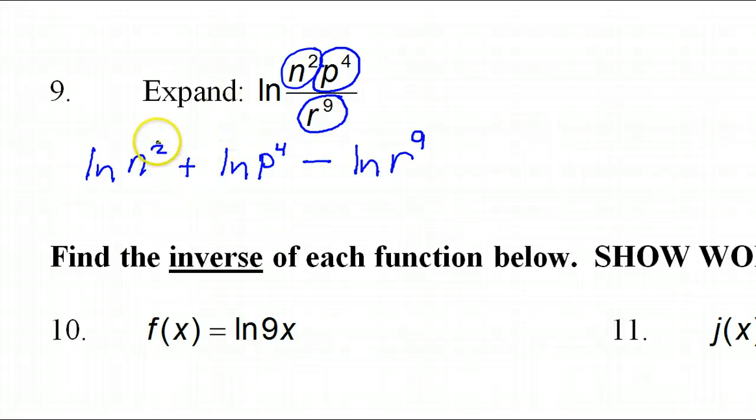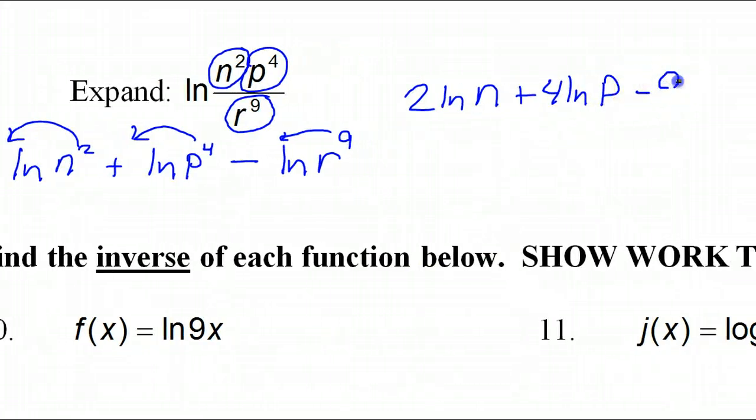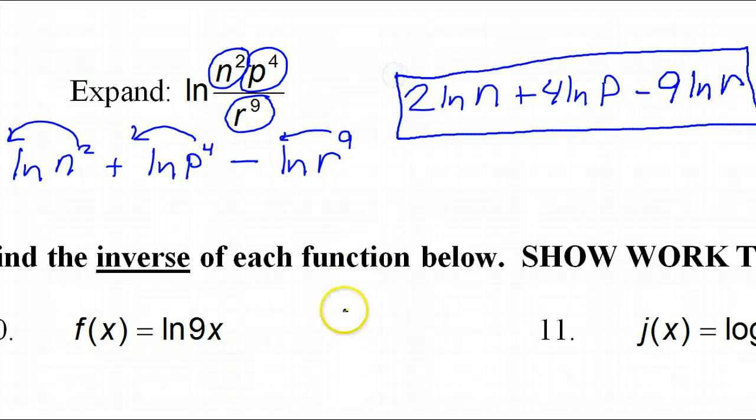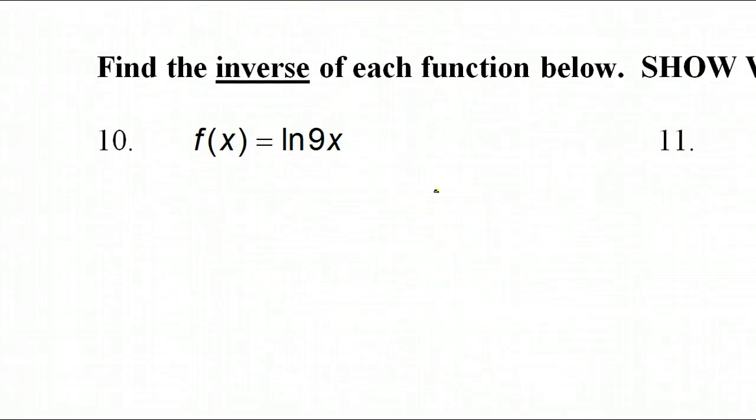Finally, any exponents, when we're expanding, they go out front. So that's why the final answer is going to be 2 times natural log of n plus 4 natural log of p minus 9 natural log of r. And that's number 9. Now, for the next 4 problems, we are finding the inverse of each.